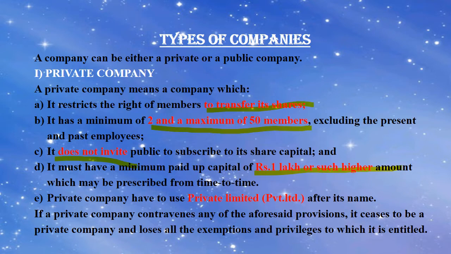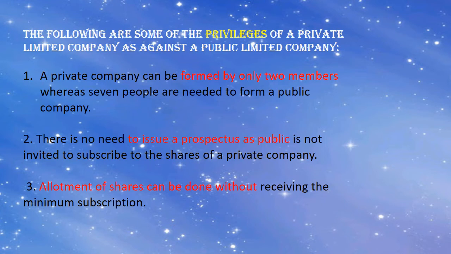Then the company should always mention private limited after its name. So if the name of the company is ABC Limited, it should say ABC Private Limited. That is how you'll know that it's a private limited organization. If the company does not follow these rules, it will lose a lot. Now, what are the privileges? Privileges refers to advantages. What are the advantages the organization will lose?